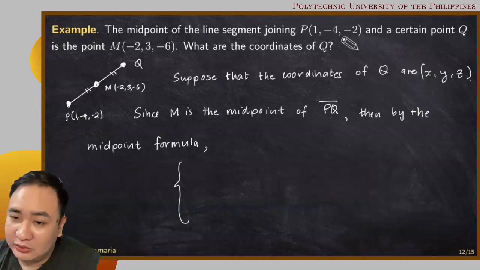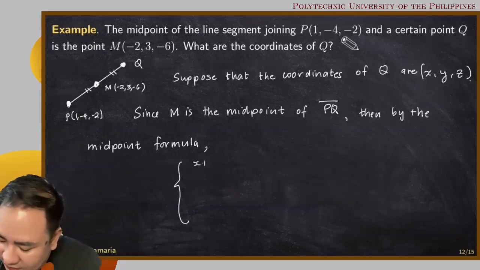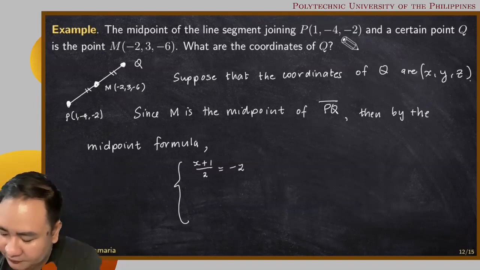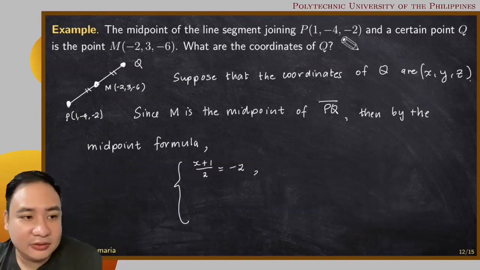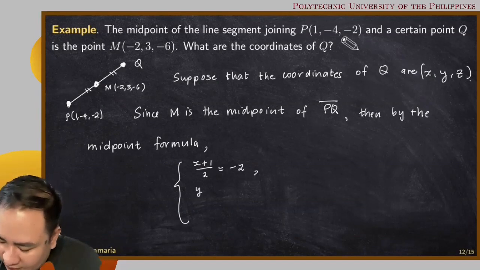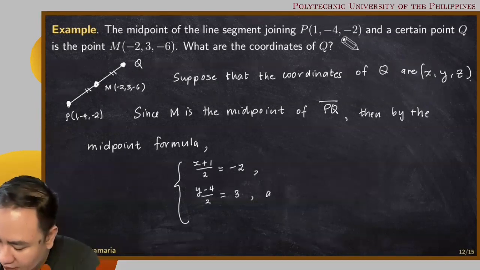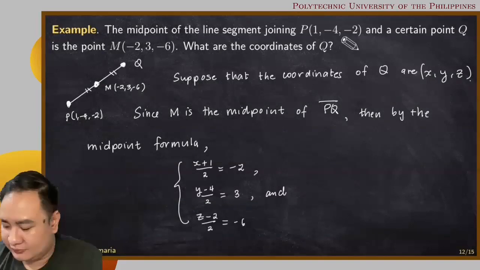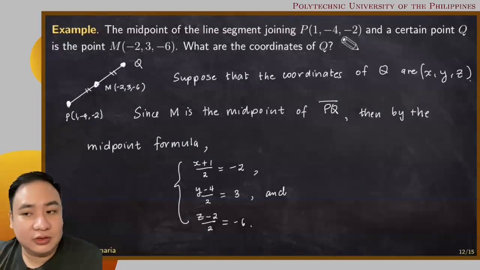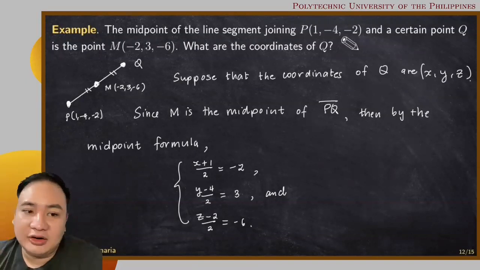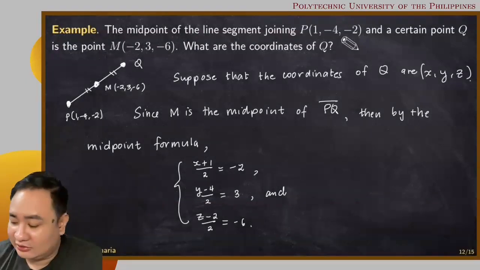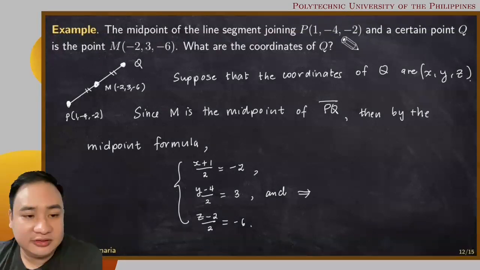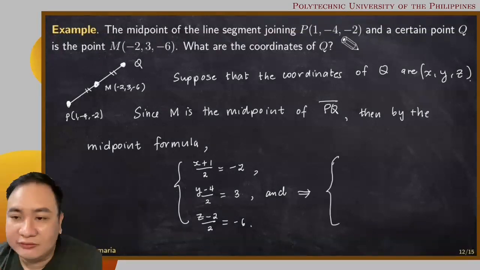The first equation, when you look at the x-coordinates, you get (x plus 1) over 2 is negative 2. And when you look at the y-coordinates, (y plus negative 4), that's y minus 4, all over 2 is 3. And ano yung last? (z minus 2) divided by 2 is equal to negative 6. Period. Which gives you 3 linear equations that you can nicely solve. Okay?